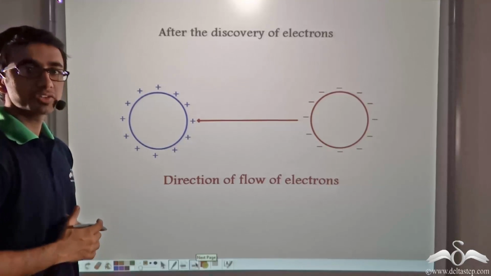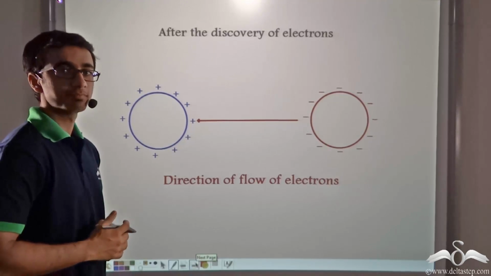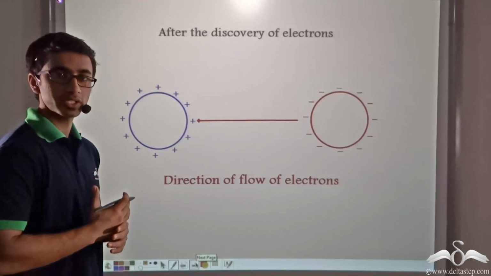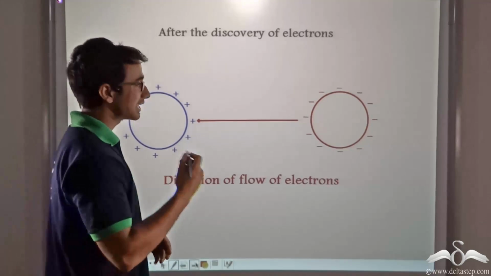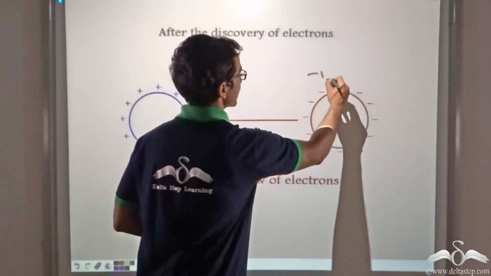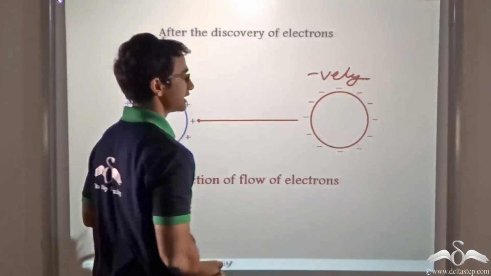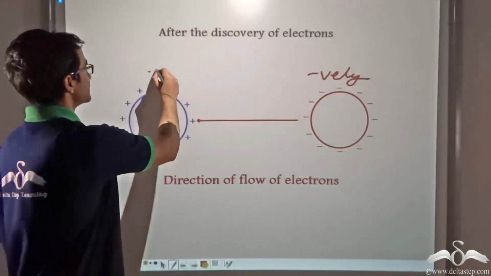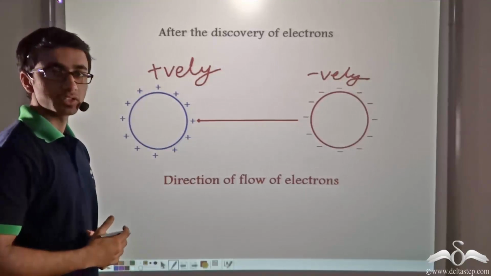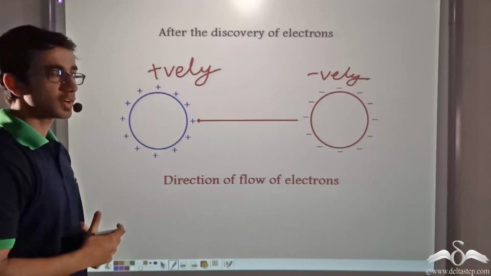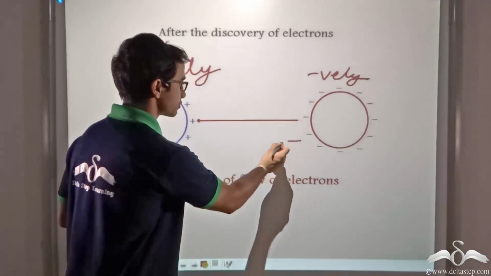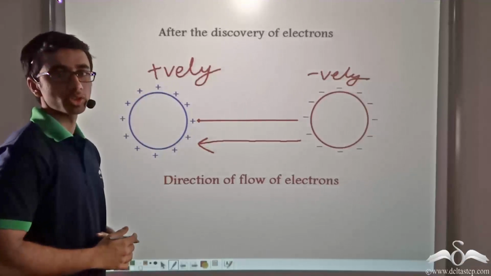Now, after the discovery of electrons, certain things changed. It was known that it is not the positive charges that are flowing. On the other hand, electrons are the bodies that are flowing. And we have seen that since this is negatively charged, it contains an excess of electrons. And since this is positively charged, it contains a deficit of electrons. So what was found out? It was found out that the electrons flow from the negatively charged body to the positively charged body.